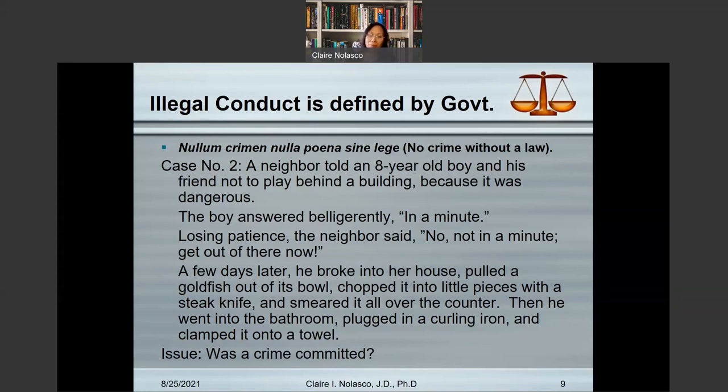How about criminal trespass? If you don't want to charge the boy with burglary, then probably it could be criminal trespass because of breaking and entering without consent. Now, the problem here is that we're talking about an 8-year-old boy. So you would have to look at the age of criminal liability, okay? Because minority, if you're below a certain age, you could not actually be criminally liable.